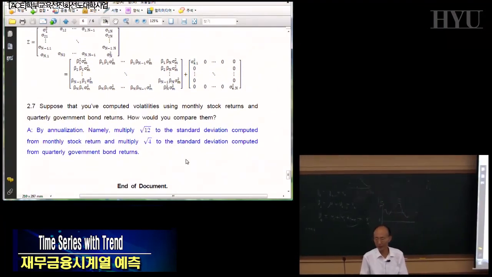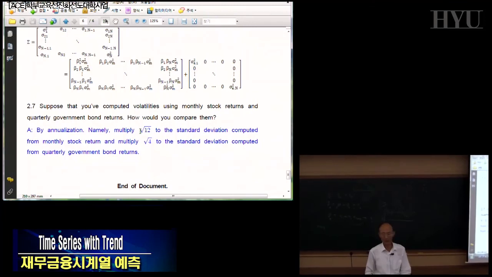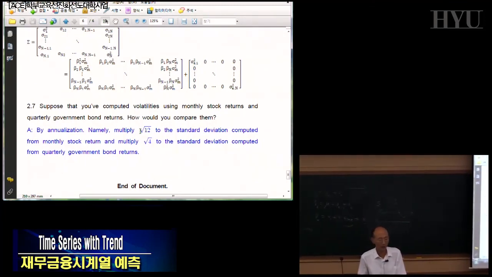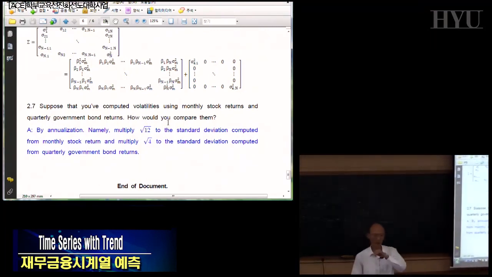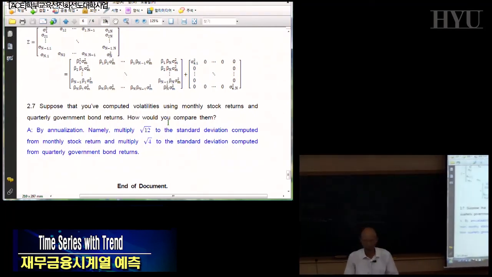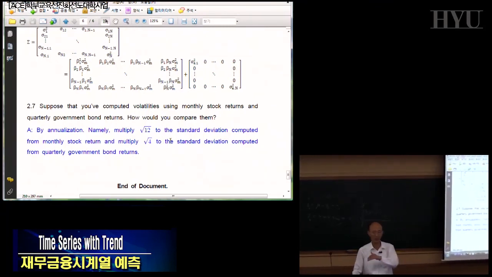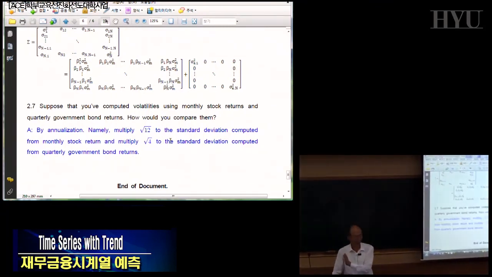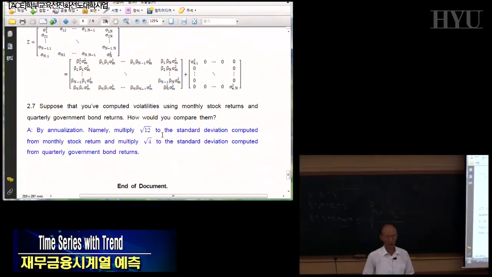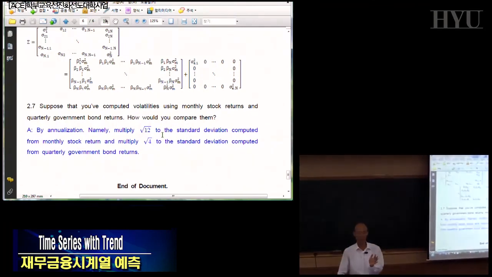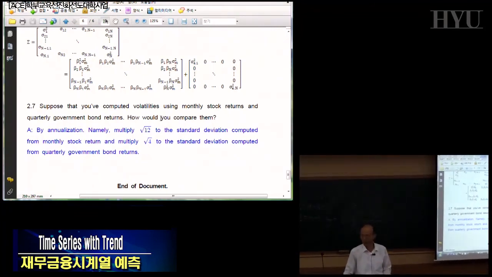How to annualize volatility? Well, square root rule, right? So the number of trading days. If daily data and the number of trading days is 255, then you multiply by square root of 255. But if you're working with quarterly data, there are only 4 quarters in a year, right? So square root of 4. If you're working with monthly data, then the standard deviation computed from monthly data is multiplied by square root of 12. That'll make it annualized volatility.